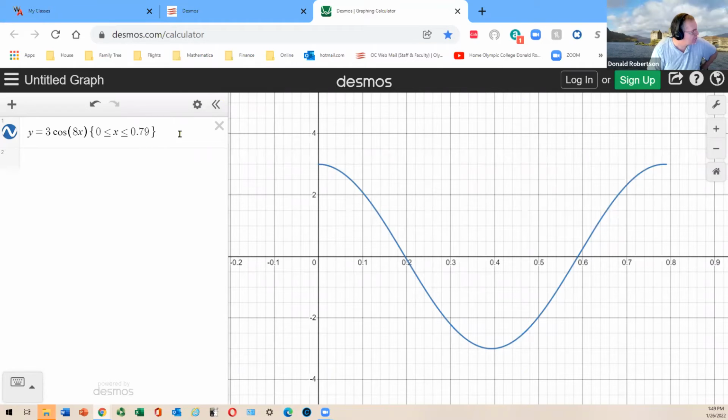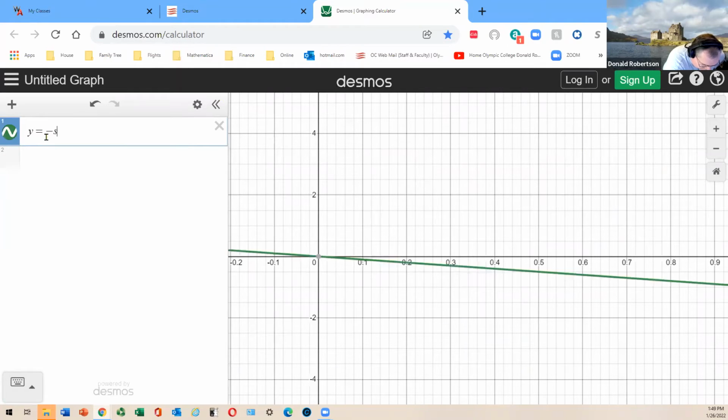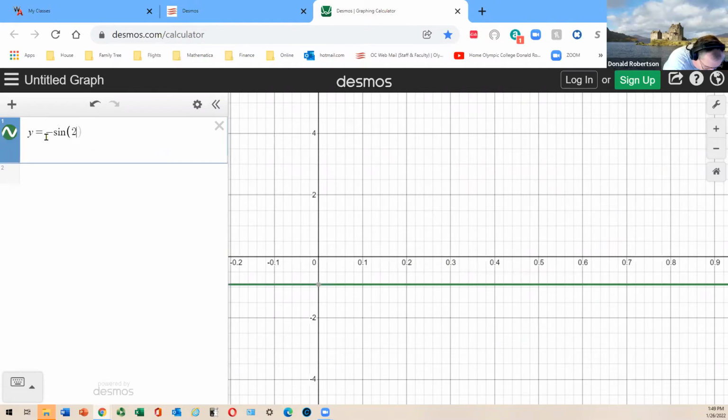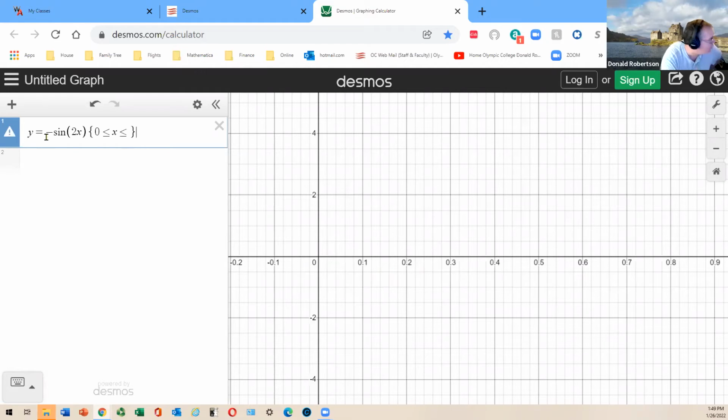So I'm just going to clear this one out and put in y equals negative sine, I believe it was 2x. Right, and then the period was what again? It was 0 to pi, wasn't it? So 0 less than or equal to x less than or equal to, in the little curly brackets. And I forgot to put in pi here.